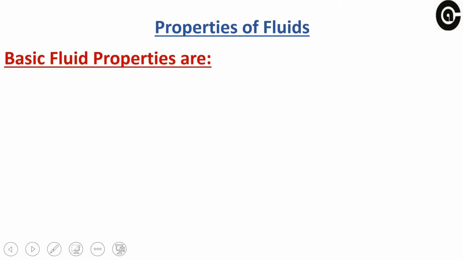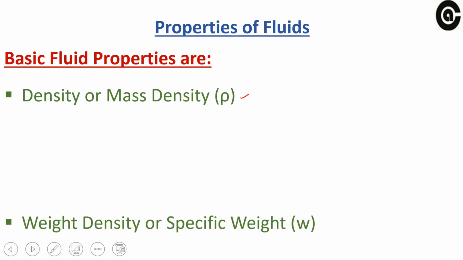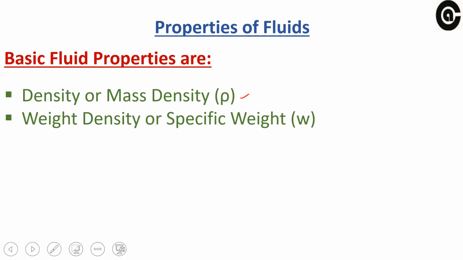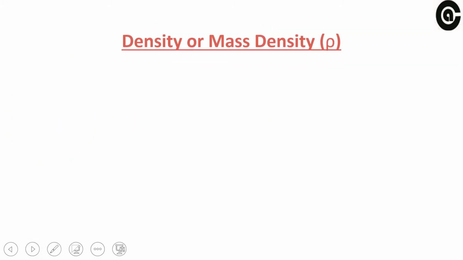Now, we are going to talk about the basic properties of fluids. The basic properties of fluids are, first one is density or mass density, second is weight density or specific weight, next is specific volume, and next one is specific gravity. Let us talk about these properties one by one.